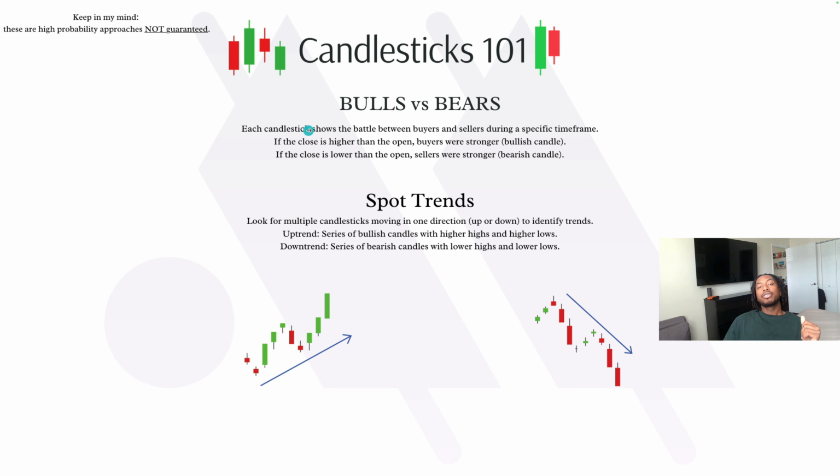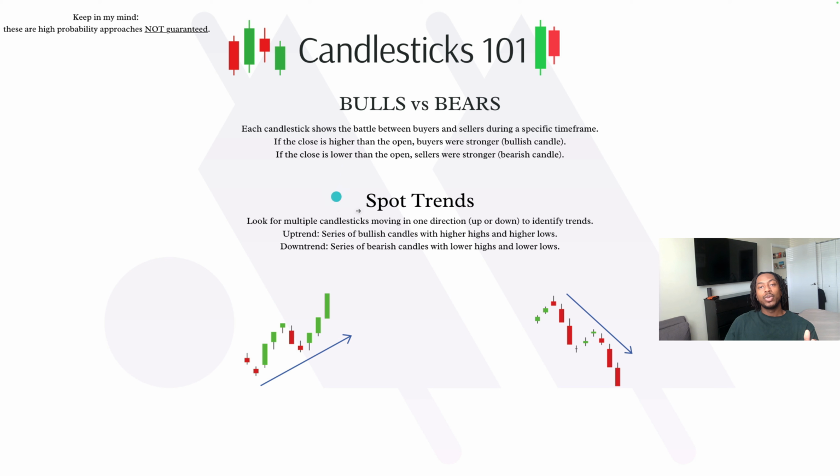So each candlestick shows the battle between buyers and sellers during a specific time frame. If the close is higher than the open, buyers were strong, and that gives us a bullish candle. If the close is lower than the open, sellers were strong, and that gives us a bearish candle. This is the foundation of it, but it's not enough to determine the actual trade itself or our bias of what direction price is going to go in overall.